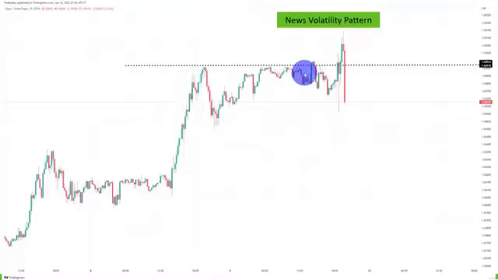What I would recommend on the lower time frames, to avoid the risk, close all your trades if you're in a trade before the news is released.